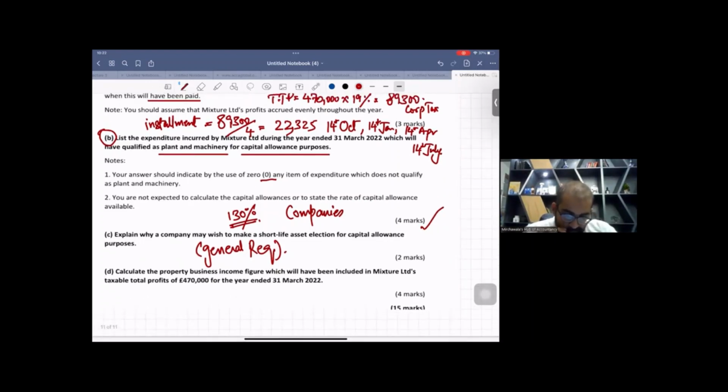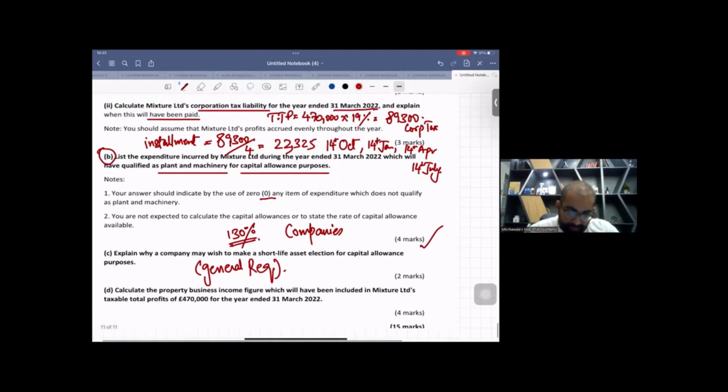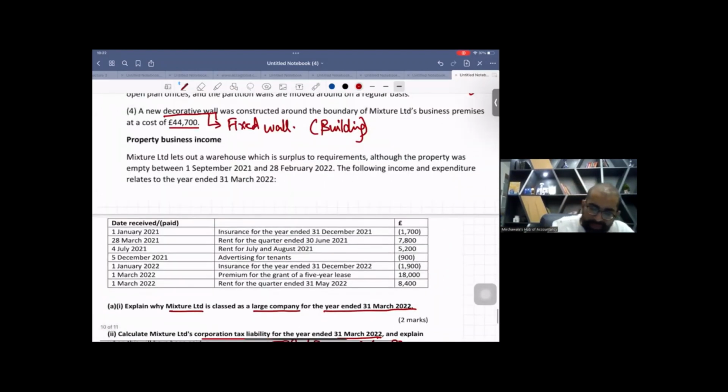Now, next, the last thing is property business income. Look at here, property business income. I have a question for all of you, all respected students.